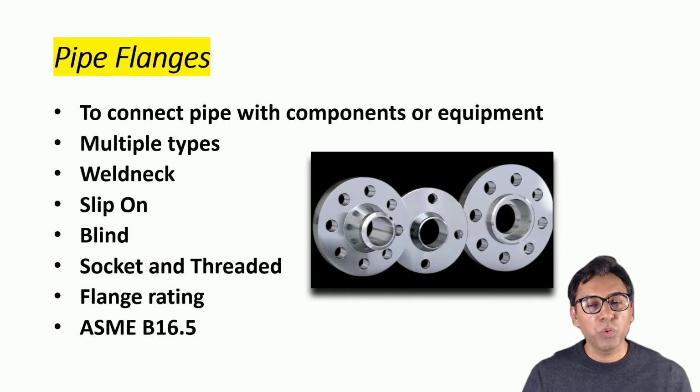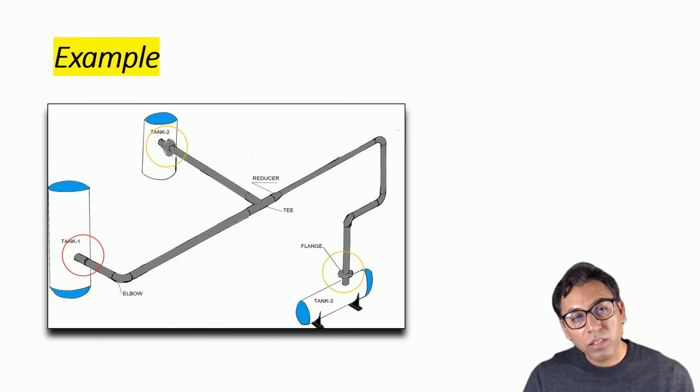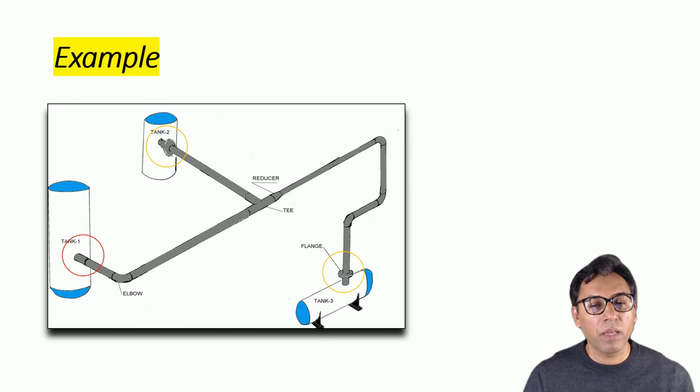Now let's use flanges in our example and see how our piping system looks now. We have used two flanges in this example, shown in the circle. Tank 1 and tank 2, and tank 2 and tank 3 have been connected with the help of flanges. At tank 1, in the red circle, the nozzle is connected with the pipe with the help of welding. So you can see now we have no loose end in the piping system.